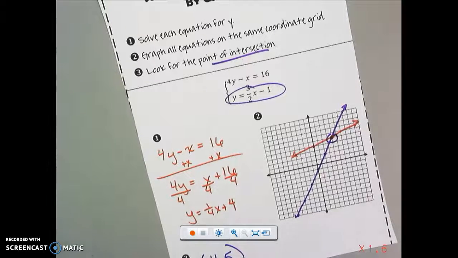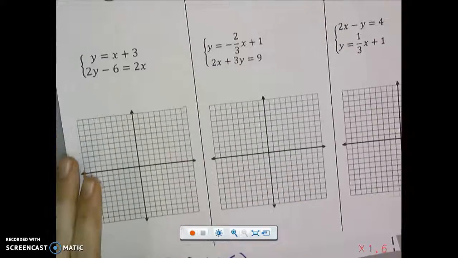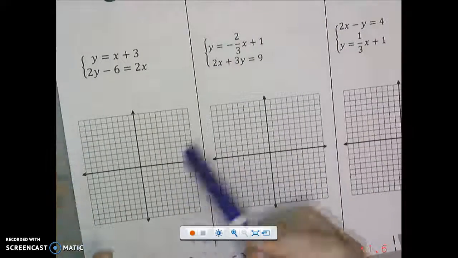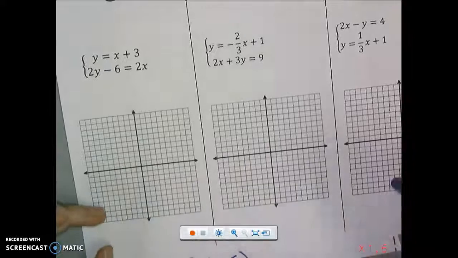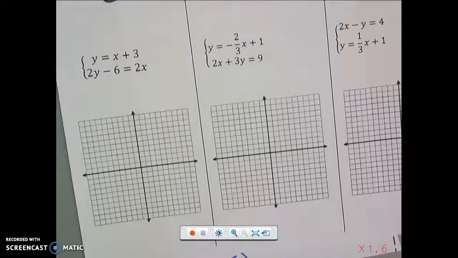All right, on your own, what you're going to do next is our 3 sheets here. If you look below on this blog post, you're going to answer the solutions for all 3 by yourself. Good luck!